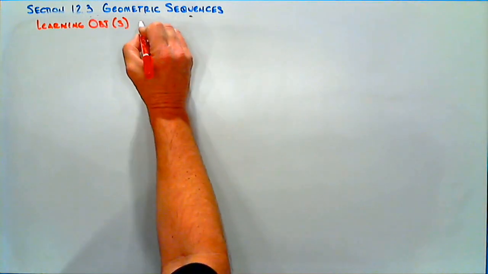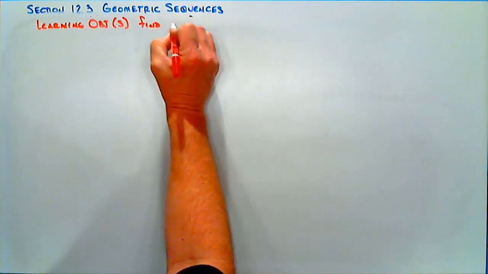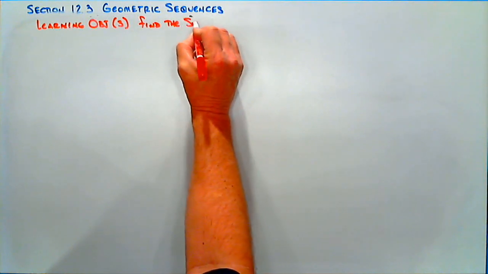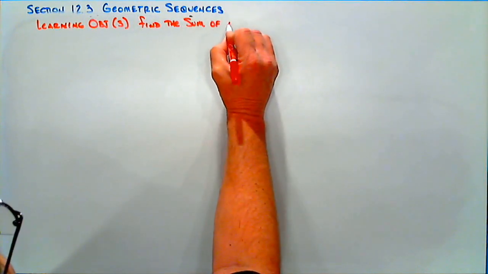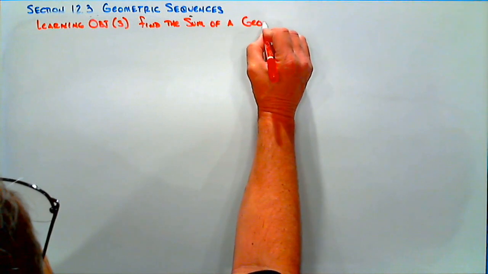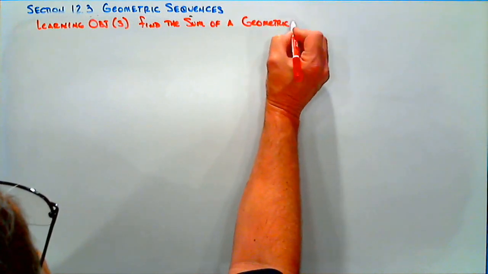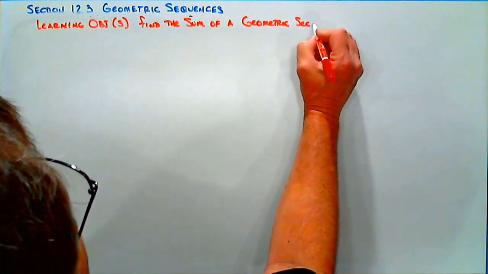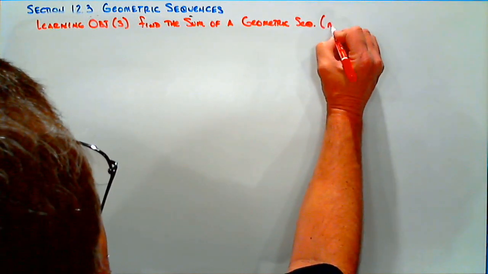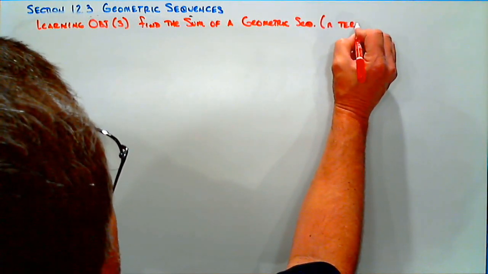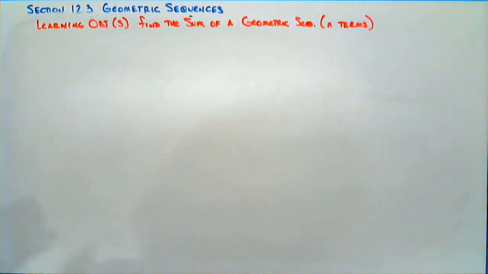Well, let's write that down. Find the sum of a geometric sequence, right? And we only want to work with n terms here. In a few minutes, we're going to find a formula to find the sum of an infinite number of terms of a geometric sequence. But right now, we're just working with n terms. So where are we going to go to find this?